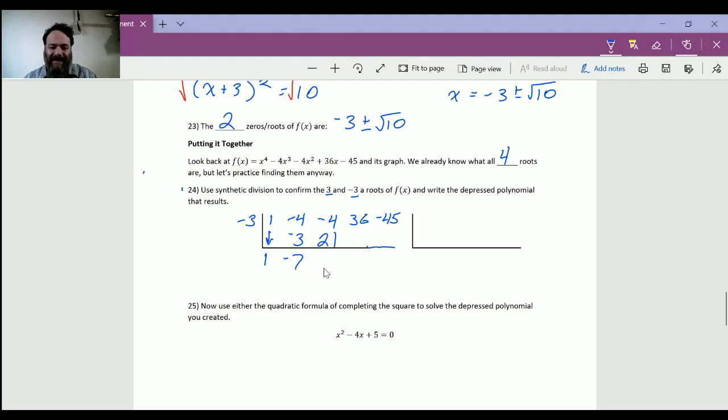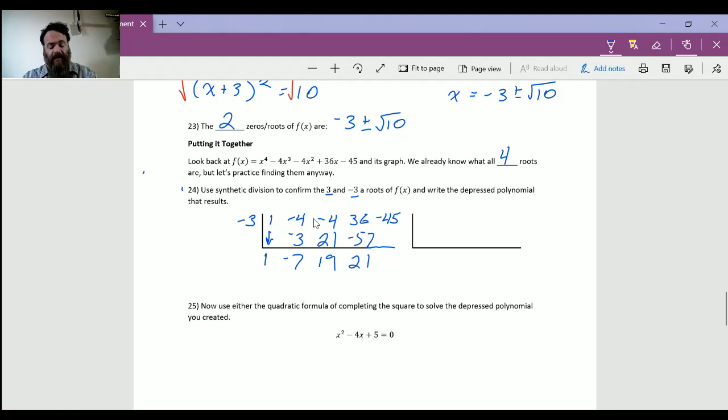21 minus 4. I want to say that is going to be 19, I think. All right, and we're going to have now 3 times 19. That's going to be 57. So we got negative 57 here. And we'll go ahead and add that to the 36. And I am looking at 21, which is, I made a mistake somewhere, didn't I? 1, negative 4, 36, negative 45. I did negative 3, which we said was supposed to work.